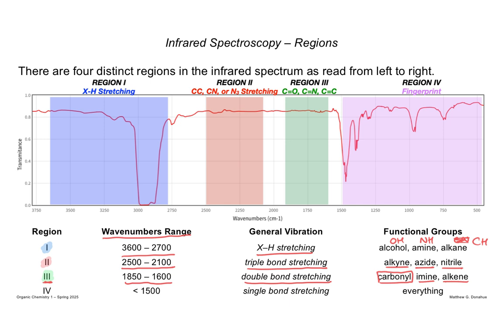Region 4 in purple was the fingerprint region. That's anything below 1500. The reason that's so complicated is it's a lot of the sigma bonds that are present. So CC sigma bonds, CO, CN, everything's down there, and it can get pretty complicated. And it's not worth our time trying to figure out any structural information from that. We have other means of doing that are a little bit more straightforward.